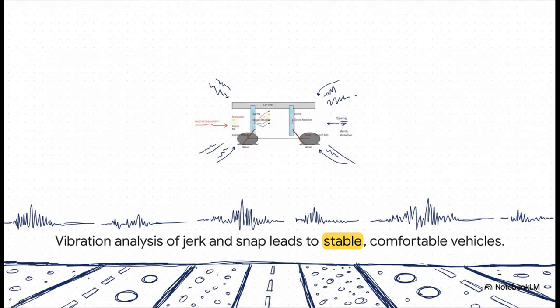And this brings us right back to where we started, the car ride. Automotive engineers are obsessed with analyzing vibrations. They study jerk, snap, and even crackle in a car's suspension when it hits a bump. All that math helps them design cars that give us a smoother, more comfortable, and much safer ride. It's all about controlling those rapid changes.